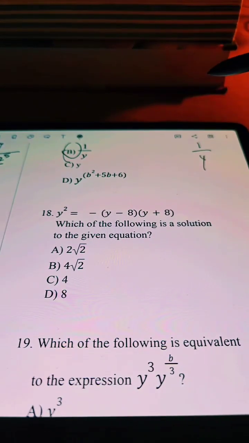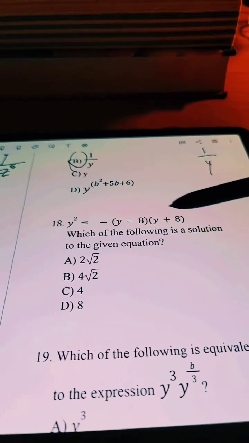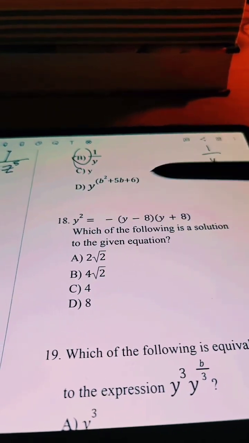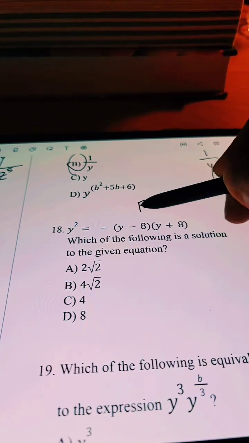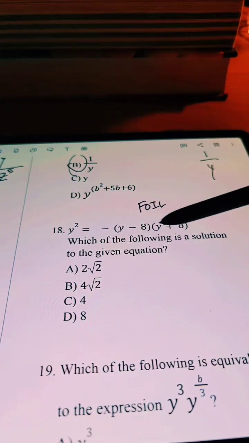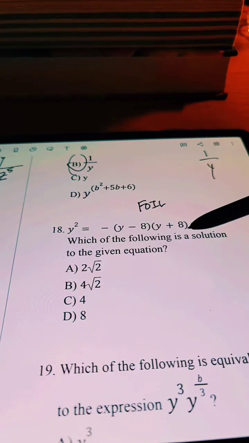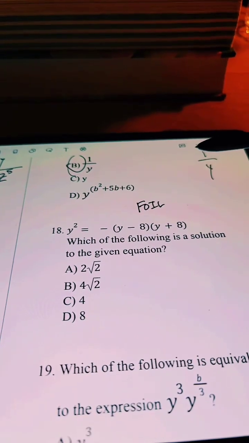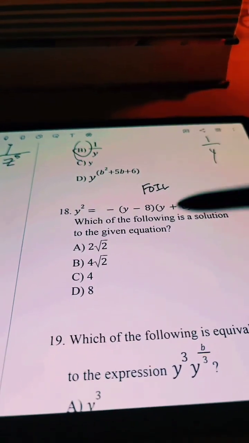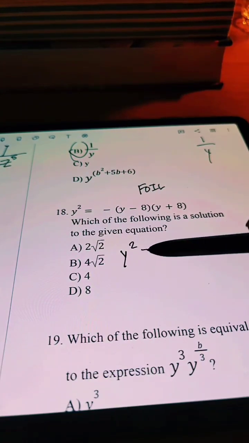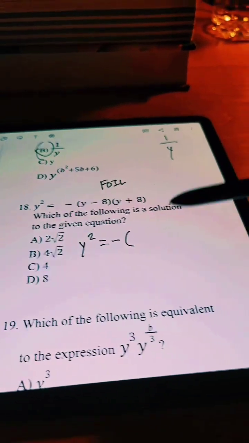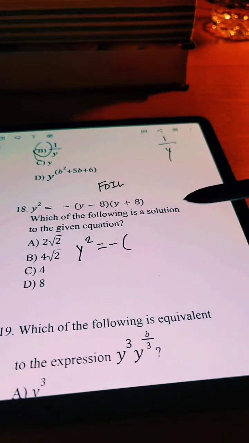And let's go to number 18. Number 18 says, which of the following is the solution to the given equation? So we're going to start by FOILing this out. Whenever you have two terms plus or minus in parentheses times two terms plus or minus in parentheses, you have to FOIL, which is an acronym that stands for what you're going to multiply together. So I'm going to copy down the rest of the problem. Y squared is equal to negative, and then inside my parentheses is going to be the FOILed part.